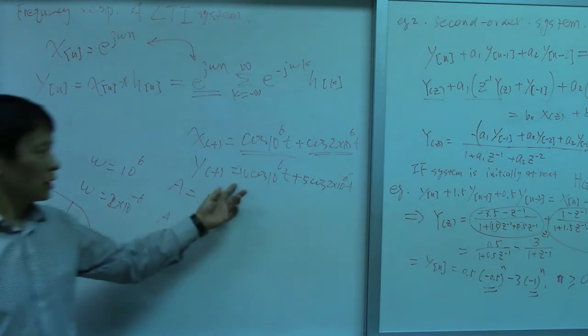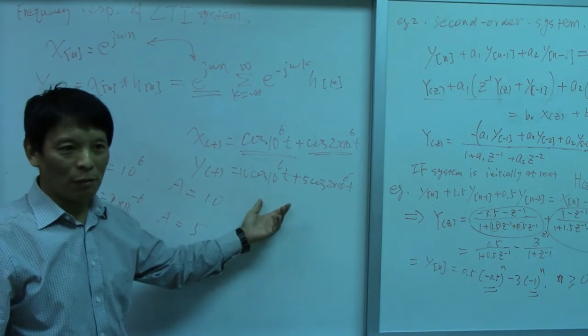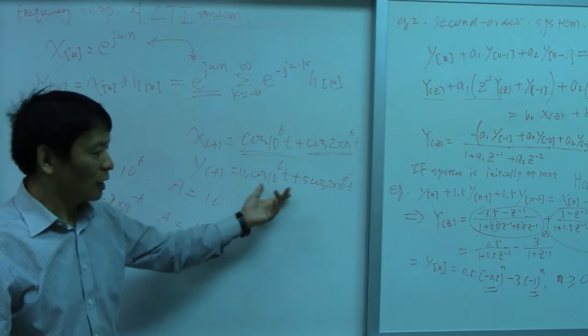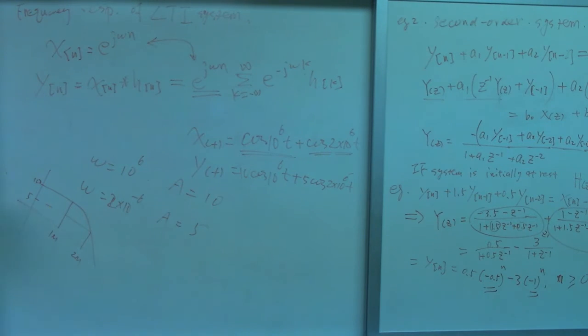You cannot use 5 for both. You need to separate this one because they have different frequencies. So at different frequencies, they have different gains or A. Any questions on this?